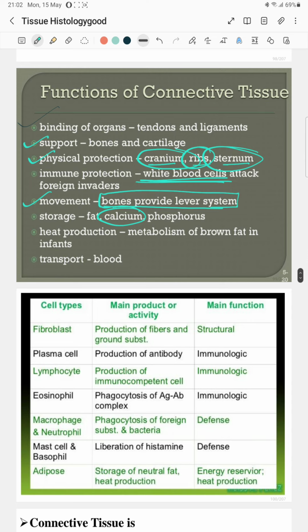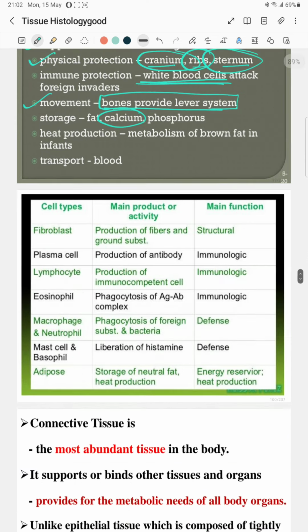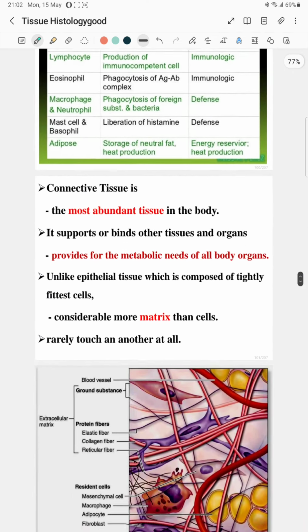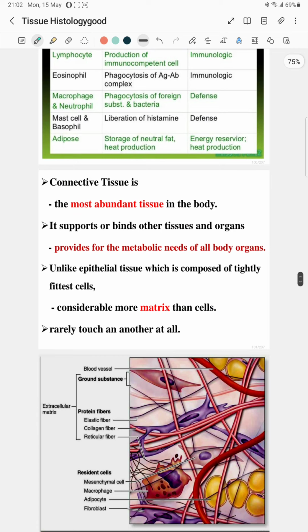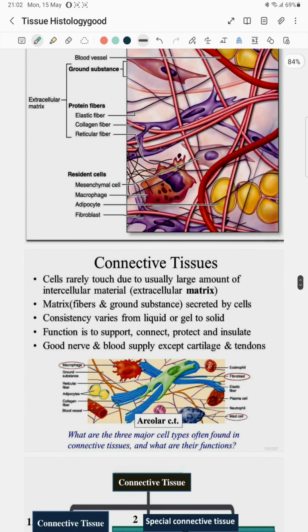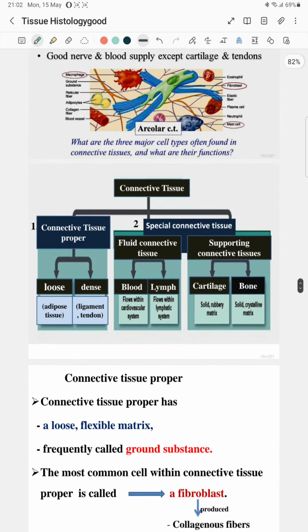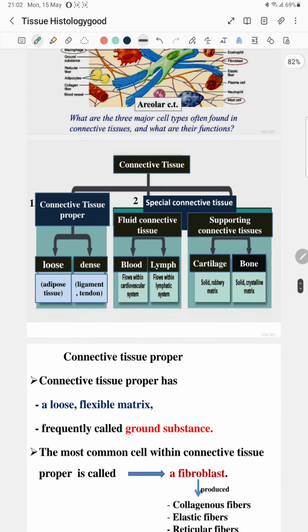Okay, now we have cell types. What we have here, let us see. Connective tissue is the most abundant tissue in the body. It binds with other tissues and organs, and provides for the metabolic needs of the body. So what are the different types we have? Connective tissue proper, which is very necessary. Some are called loose, some are called dense. Dense means they are very condensed, they don't have any gap between them, and loose means very loosely packed.